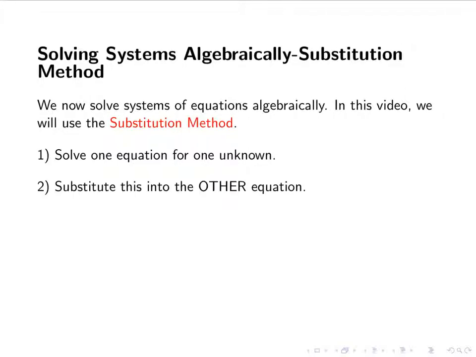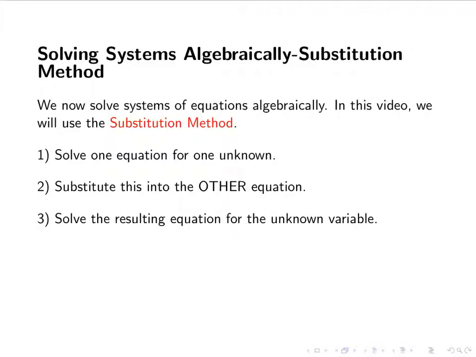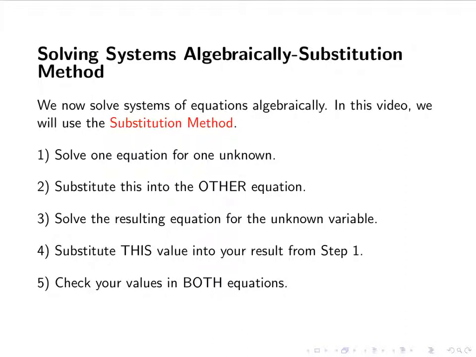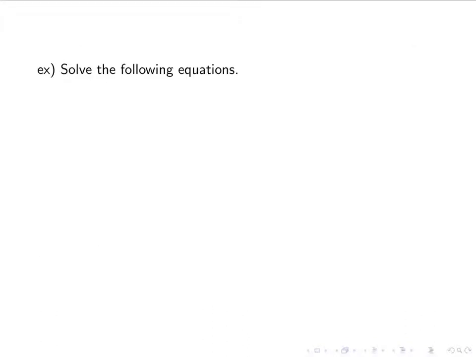Then we're going to substitute this into the other equation. We're going to solve the resulting equation for the unknown variable. We're going to substitute this value into your result from step 1. And then we're going to check your values in both equations. Okay, so let's try out this one.